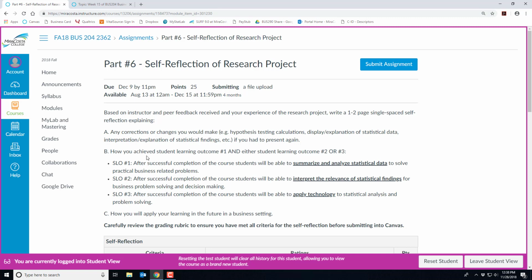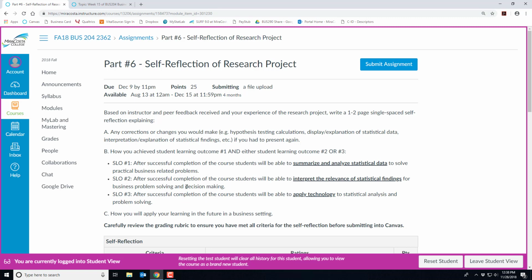In Part B, you'll have to write about your student learning outcomes. So for student learning outcome 1, you must explain how you achieve this. So student learning outcome 1 states that you will be able to summarize and analyze statistical data to solve a business problem. You all did that through this project, and so you have to be able to explain and demonstrate how you've achieved that. And then there's 2 more student learning outcomes.